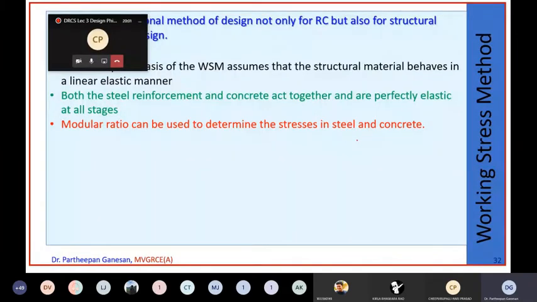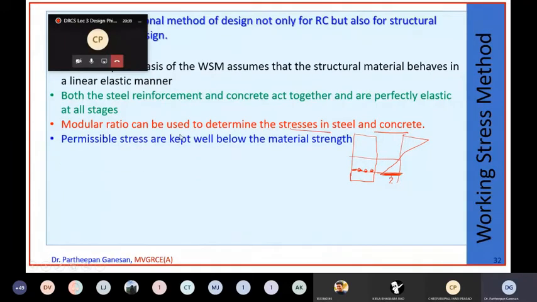Suppose this is your rectangular beam and here is the reinforcement. Now if you draw the strain curve, it will be something like this. Whatever the strain at this level, these are all reinforcements, and here is the concrete. The strain at concrete and steel will be the same. Strain multiplied by Young's modulus will give you stress. So stress in the steel and stress in the concrete can be found using the modular ratio, which I explained last time.